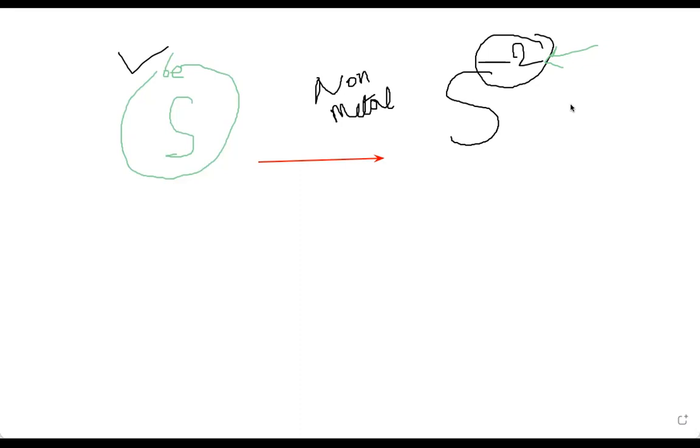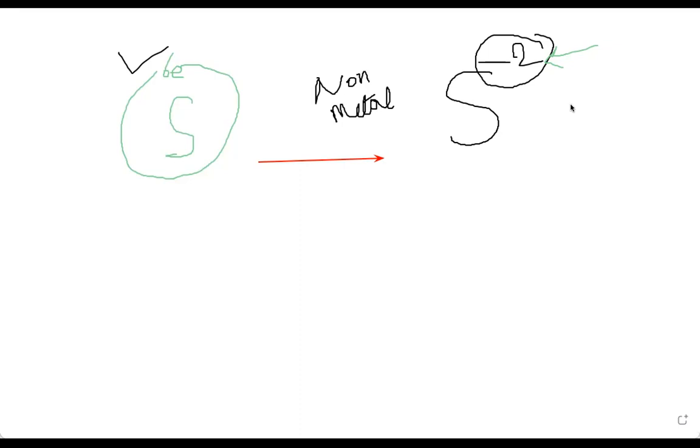Sometimes sulfur makes a bond with another element, but it is not accepting electrons. It is sharing electrons sometimes. It depends on the element with which sulfur is going to make a bond. At that time, sulfur would behave a little differently, meaning it may have a positive valency, or you can say it may have +2 valency.